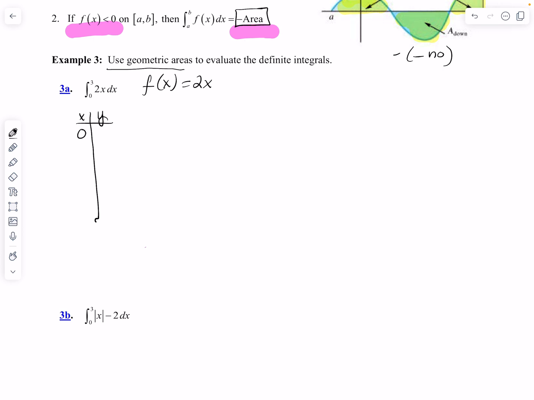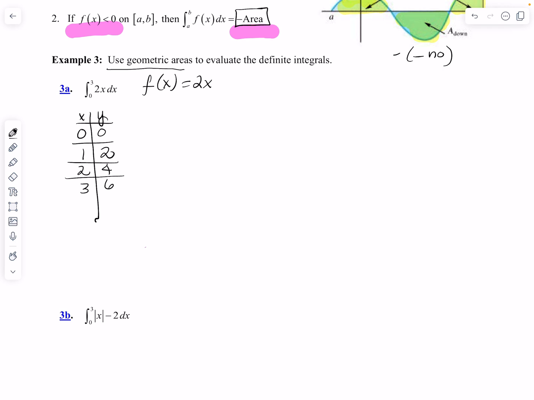So I'm going to plug in 0. So 2 times 0 is 0. I'm plugging in 1. 2 times 1 is 2. I'm plugging in 2. 2 times 2 is 4. And I'm plugging in 3. And 3 times 2 is 6, okay? So I have these points 0, 0, 1, 2, 2, 4, and 3, 6.